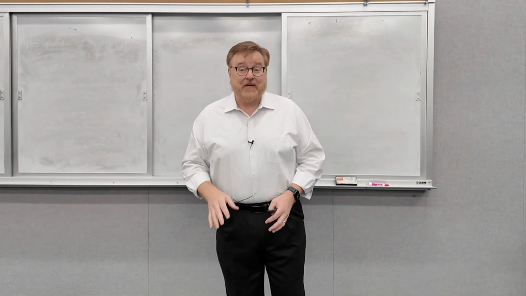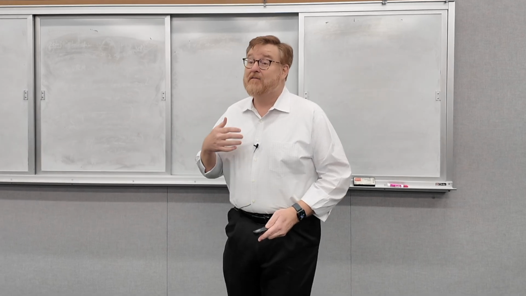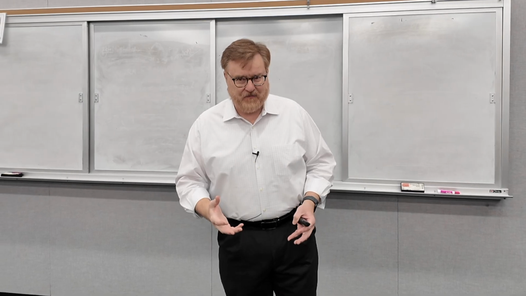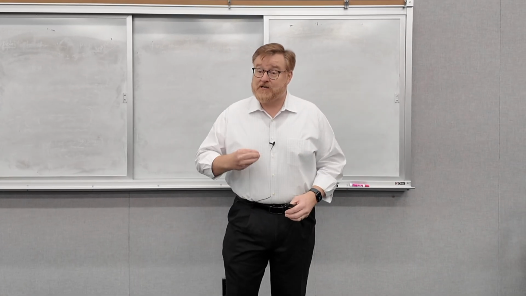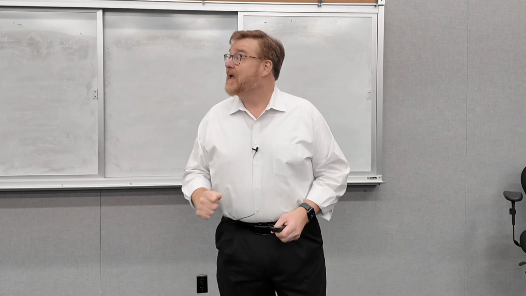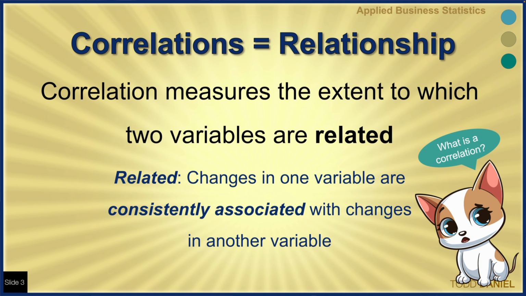What I want to talk about, though, is relationships between variables. And this is a topic about correlation. What would it mean for variables to be in relationship? Well, here's what it would mean. If two variables are related, then changes in one variable are consistently associated with changes in the other variable. Correlation, it's right there in the name, relationship. We're talking about relationships between variables.